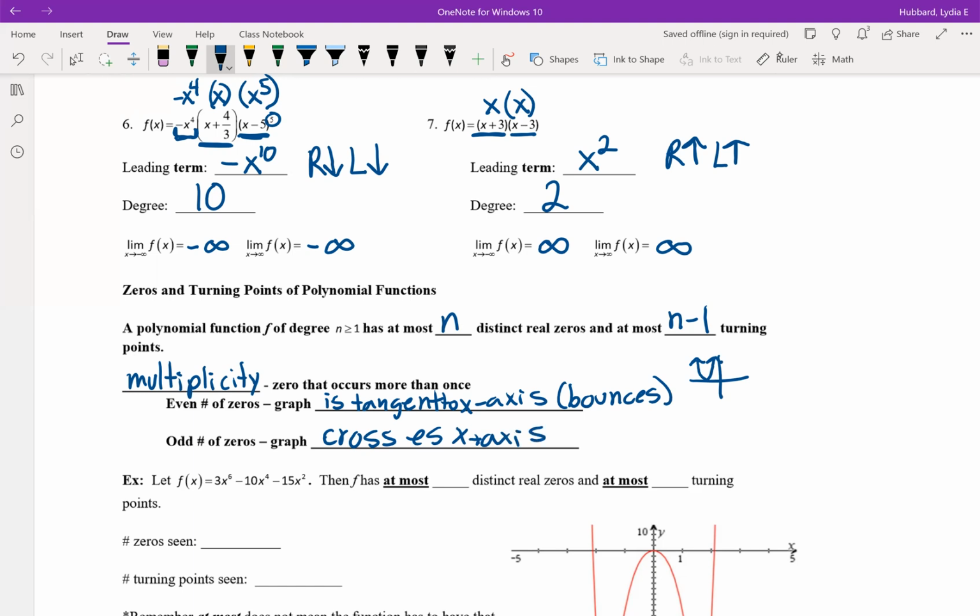Okay, and what that looks like is instead of just being a line, because that's what happens when you just have something to the first power, because this is a multiplicity, it's going to look a little more like approaching, flattening out, and then keep going. That's what an odd multiplicity looks a little bit more like.